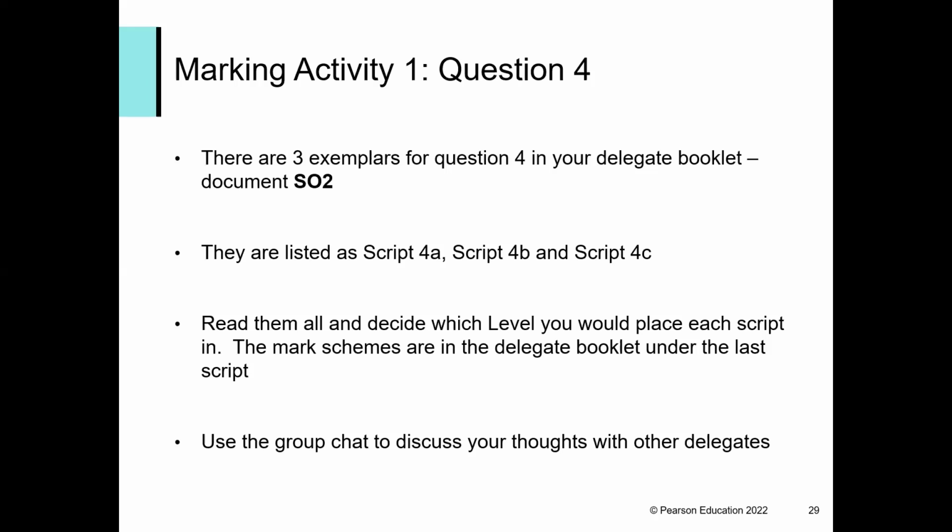So there's a little bit of reading to do here. I'm going to tell you we've got a level 3, a level 4 and a level 5, but I'm not going to tell you which one is which. So have a little look through 4A, 4B and 4C in SO2, the download pack. Which one is a level 3, which one is a level 4 and which one is a level 5? So 7 pages of reading to do there.